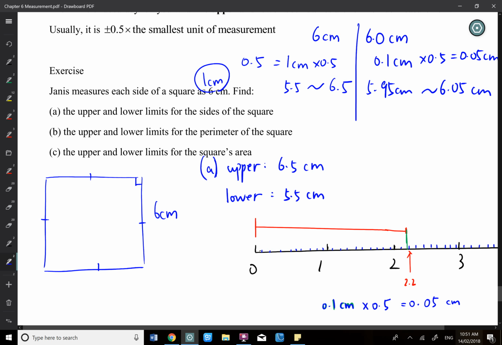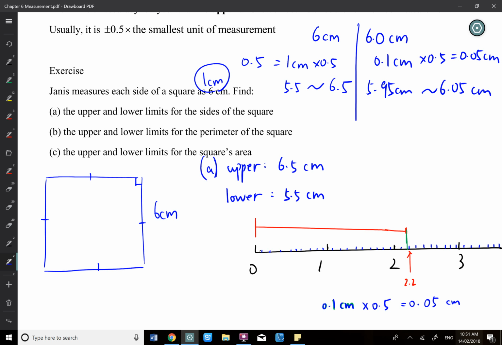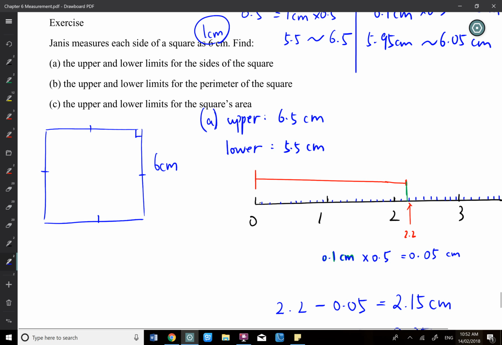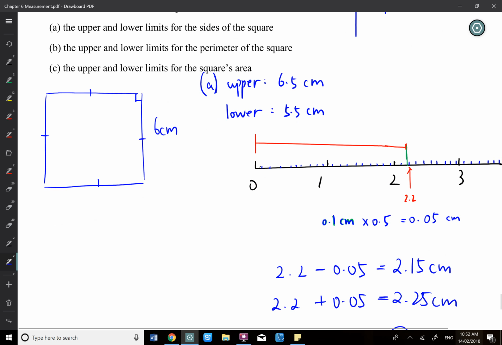That's why I got 5.5, because the lowest measurement unit is 1 centimeter. 1 centimeter times 0.5, I got 0.5 centimeter. I can go up and go down by that much. So 6 going down by that much is 5.5 and going up by 0.5 is 6.5. So the maximum I may have is 6.5 centimeters for the square, or 5.5 is my lowest possible value. I don't know the exact value.